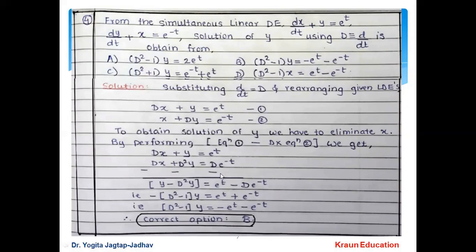Therefore, subtracting, or changing the sign of each term in the second equation, the x term gets cancelled and the y terms become y minus D²y equals e^t minus the derivative of e^(-t). Using the derivative of e^(-t) equal to minus e^(-t), we have the right-hand side equal to e^t plus e^(-t). From the left side, we can take the minus sign common and shifting that minus sign to the right side, we have (D² minus 1) operating on y equals minus e^t minus e^(-t). Therefore, option B is correct.